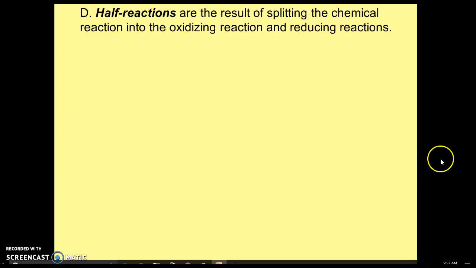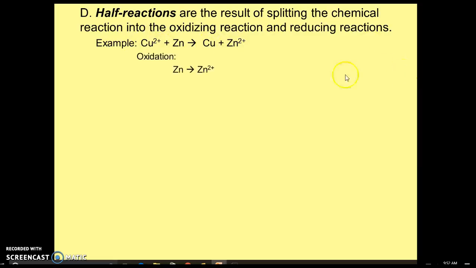All right, let's talk about half reactions. You saw a little bit of this in the packet, but half reactions are the result of splitting up the chemical reaction into the oxidizing reaction and the reducing reaction. Here's an example. We have copper 2+ plus zinc gives us copper and zinc 2+. If we look, zinc is going from 0 for an oxidation number to +2, so it's being oxidized. Copper is going from +2 to 0 for an oxidation number. So we have to figure out what's being oxidized.